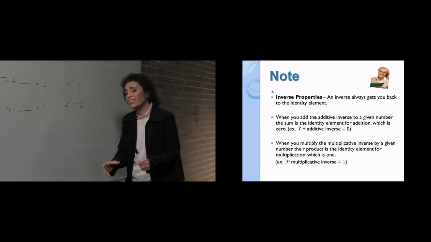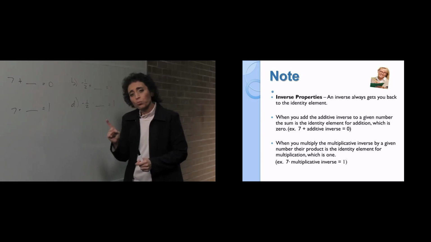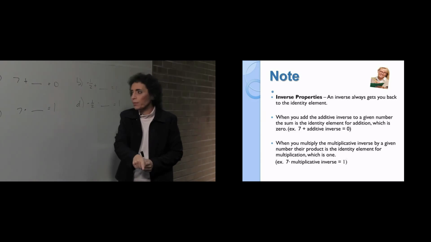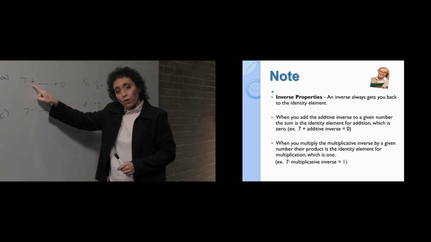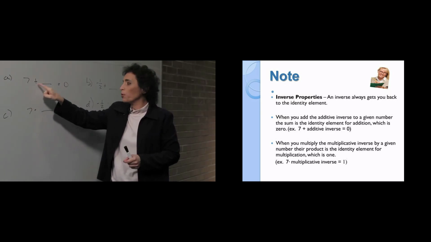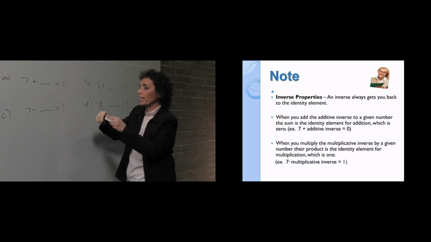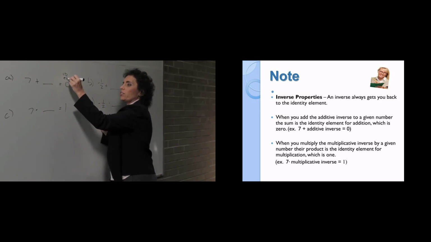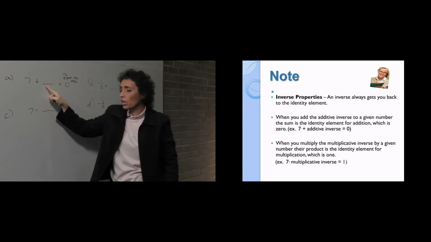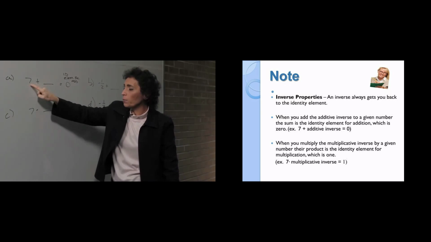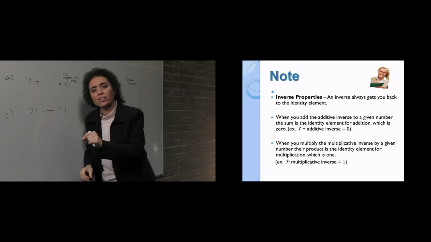Okay, the inverse property is the last property I want to talk about. The inverse property actually gets you back to the identity element. So the inverse property for addition, the additive inverse, means I'm going to add something to this number to get back to the identity element for addition. Okay? So the inverse property means I'm going to add something to that number to get back to 0, because inverse gets us back to the identity.